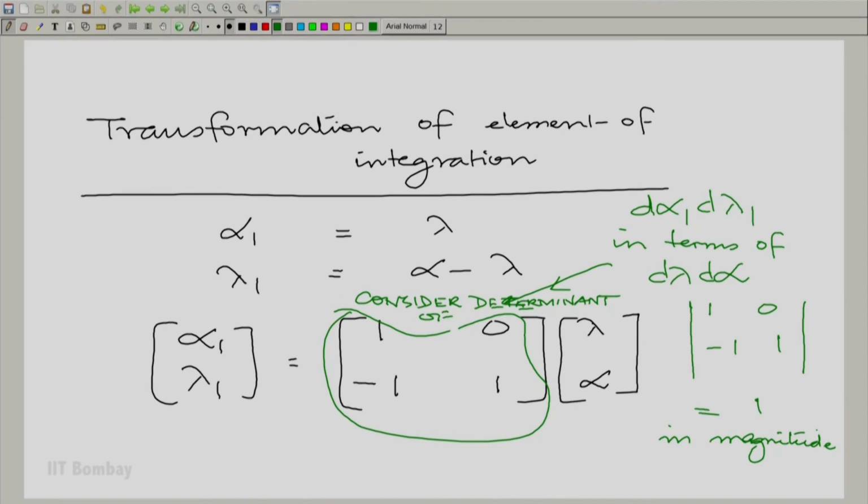We are really interested in the magnitude of the determinant, and therefore, what we have is that d alpha 1 d lambda 1, by what is called the Jacobian property, involves the Jacobian, which is the absolute value of this determinant. So, by the Jacobian principle, d alpha 1 d lambda 1 is equal to 1 times d lambda d alpha. And of course, when alpha 1 and lambda 1 independently go from minus to plus infinity, that also corresponds to alpha and lambda independently going from minus to plus infinity.